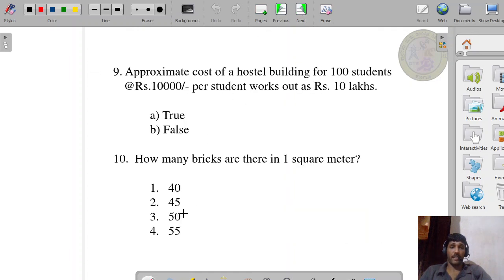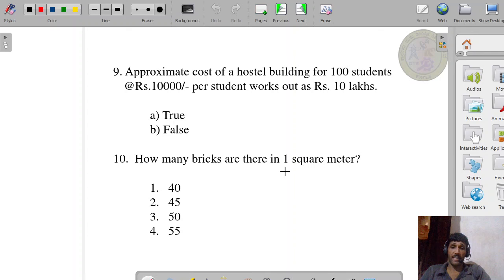Next, question number 9. The approximate cost of a hostel building for 100 students at the rate of 10,000 per student works out to an amount of 10 lakhs. True or false? For one student 10,000 rupees are required, therefore for 100 students it is 10 lakh rupees. The correct answer is true.